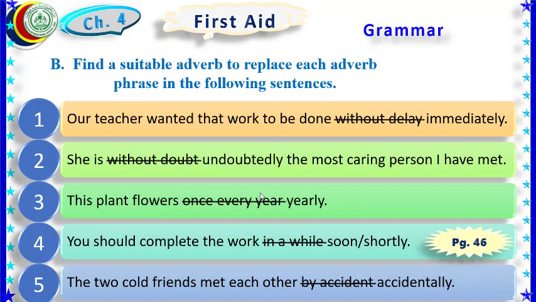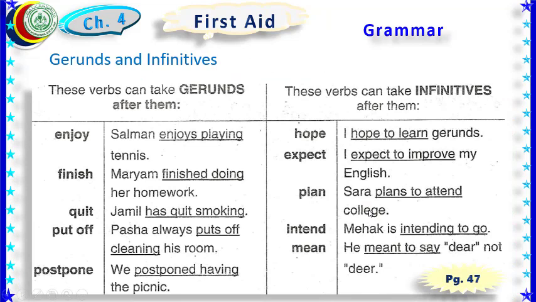In this exercise, we are set to find a suitable adverb to replace each adverb phrase. Dear students, here the adverb phrase was "without delay". We have used the adverb "immediately". "Without doubt" was the adverb phrase. We have used "undoubtedly". "Once every year", we have used "yearly". "In a while", we have used "soon". We can use "shortly" also. In place of "by accident", we have used "accidentally". We have changed adverb phrases into adverbs.